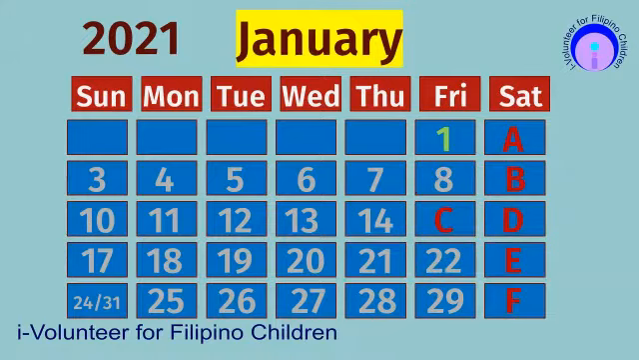What is the specific date for letter E? Anyone? 22 plus 1 is equal to 23. What is the specific date for letter F? Yes, of course, 29 plus 1 is equal to 30. Ngayong alam niyo na kung paano natin isusolve ang mga specific dates, kayo na ang susunod. I have prepared 11 questions for you. Get ready.